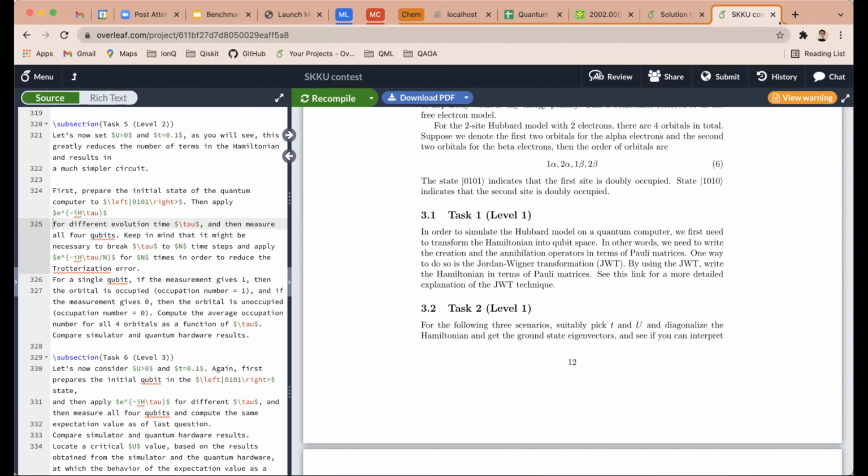And by substituting this mapping into the Hubbard model Hamiltonian and working through the math, you would obtain this expression for the total Hamiltonian.